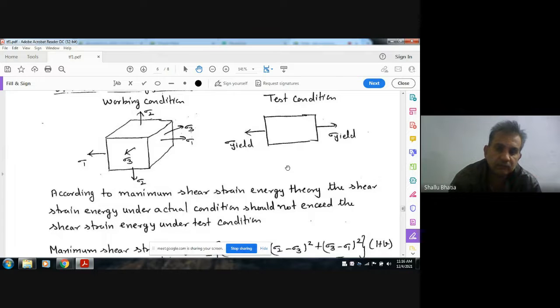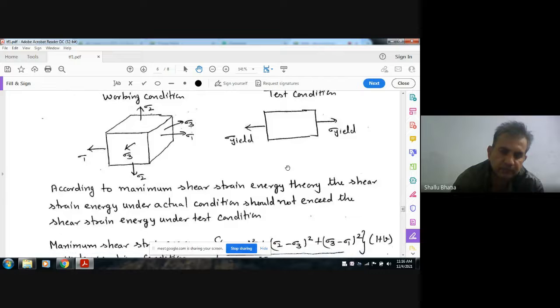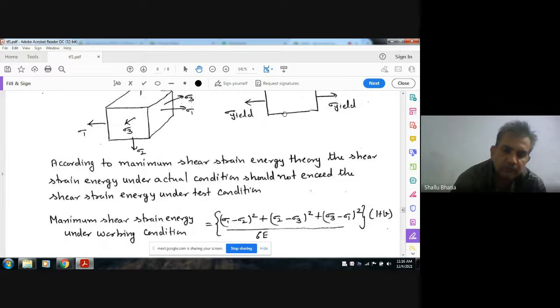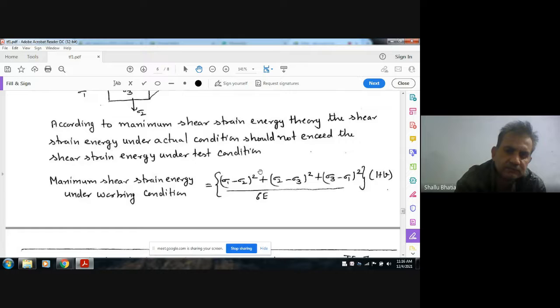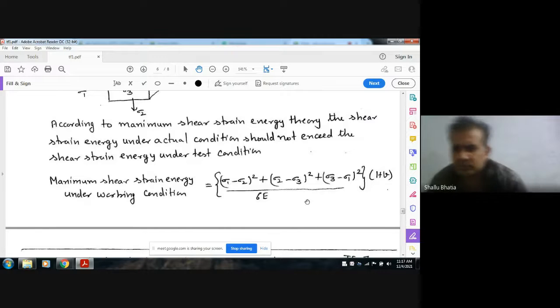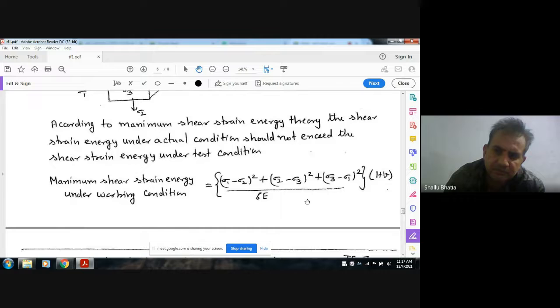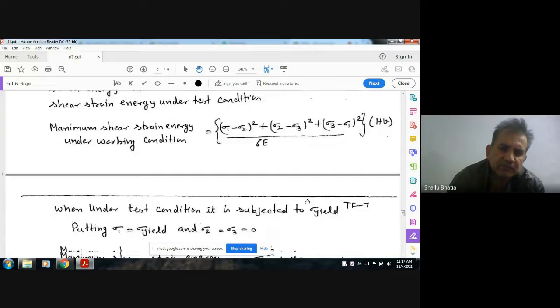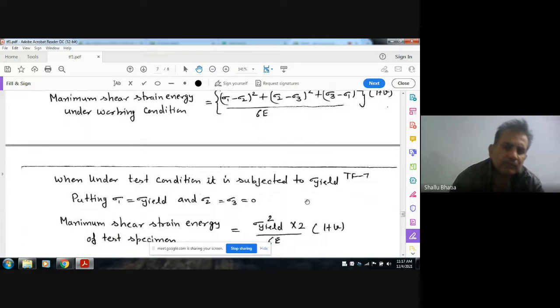Okay. So maximum shear strain energy should not exceed shear strain energy under test condition. So we will find out the shear strain energy of this and of this, and this shear strain energy should not exceed this shear strain energy. The formula for maximum shear strain energy is (sigma 1 minus sigma 2) square plus (sigma 2 minus sigma 3) square plus (sigma 3 minus sigma 1) square, times (1 plus mu) divided by 6E, or we can say it is divided by 12G. Okay, you can put the value of it.